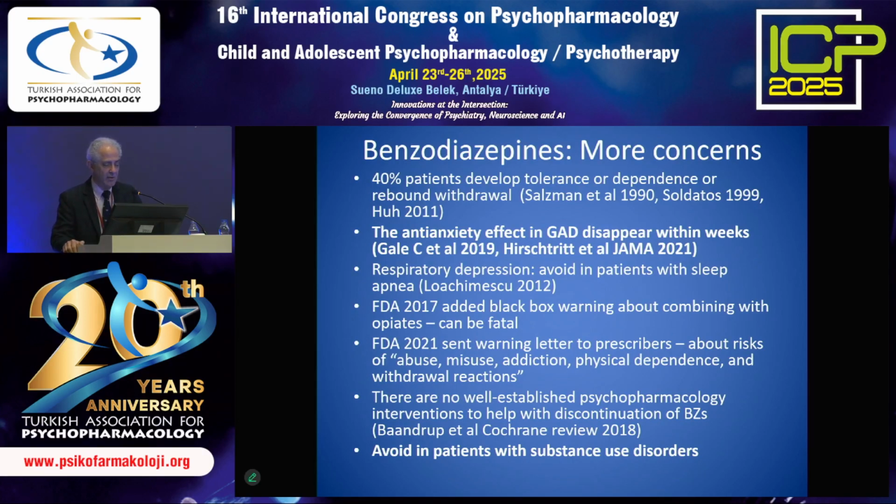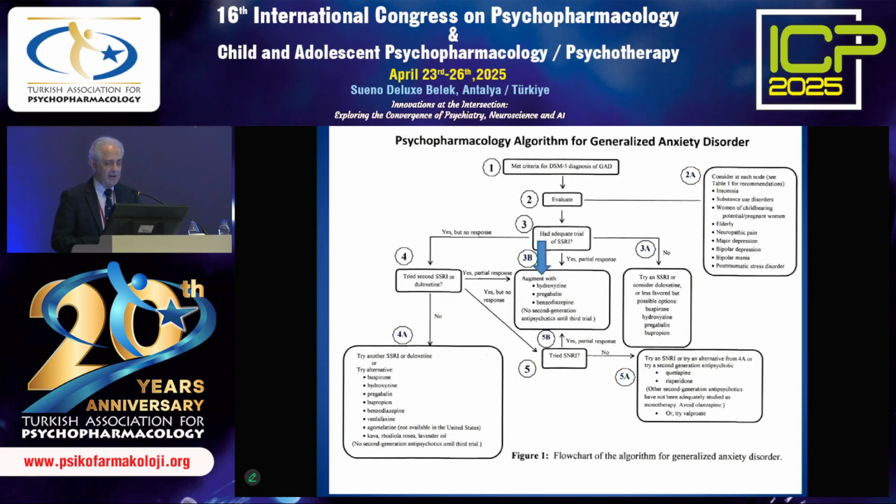Then in 2021, they sent another warning letter out to everybody who prescribes benzodiazepines about the risks of, quote, abuse, misuse, addiction, physical dependence, and withdrawal reactions. And by the way, there are no well-established psychopharm interventions to help people discontinue benzodiazepines, according to a Cochrane review. Nothing clearly works. It's a very tough problem. And I've already mentioned that you should avoid them in anyone with substance use disorders. So these are all the negatives why we don't have it at the top of our algorithm. So that is the first step.